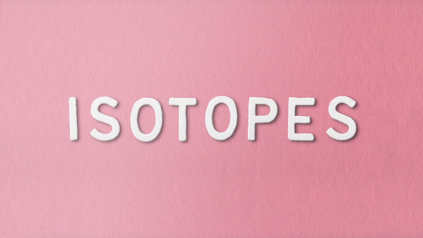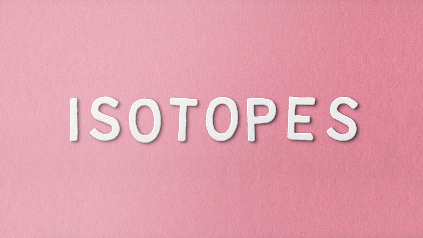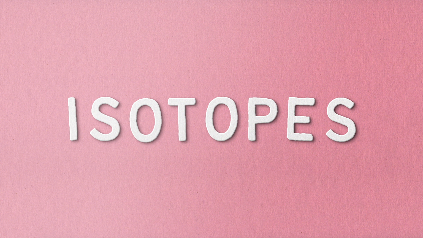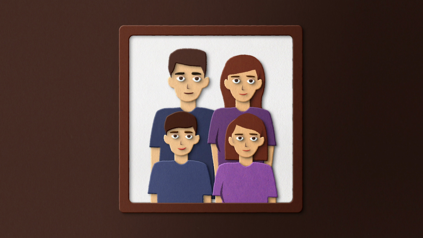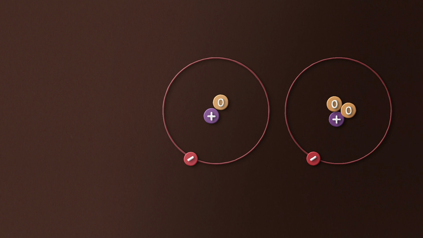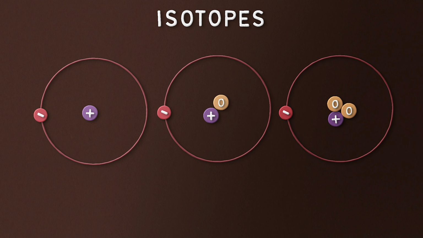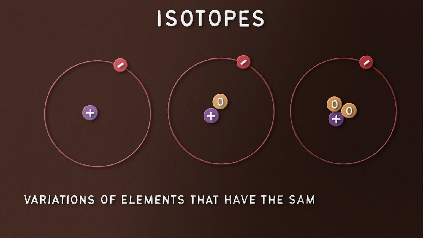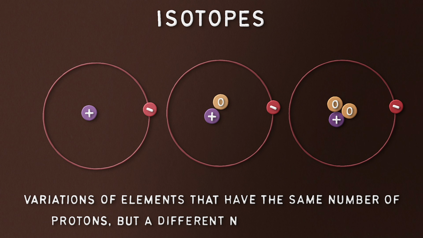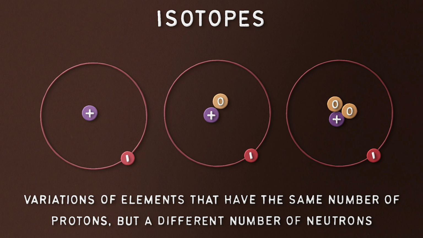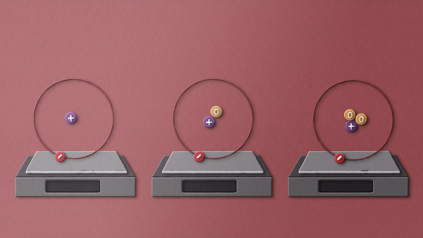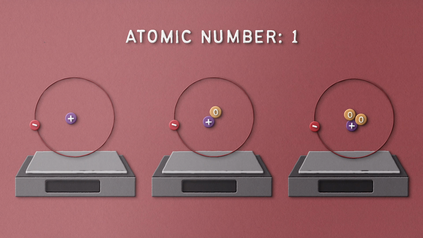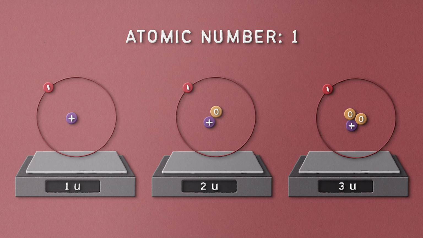Since we brought them up a couple of times, I just wanted to give you a quick word on isotopes. Much like you have people in your family that are similar to you in some ways and different in others, elements have element families called isotopes. Isotopes are variations of elements that have the same number of protons but a different number of neutrons, which means that isotopes all have the same atomic number but a different mass number.